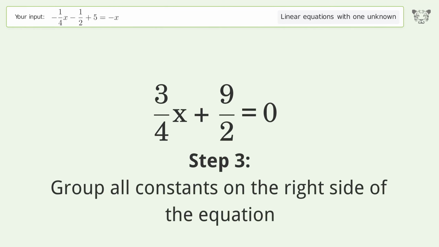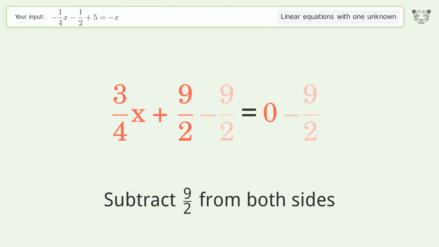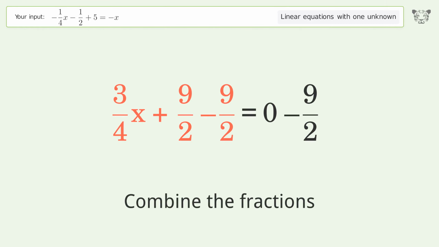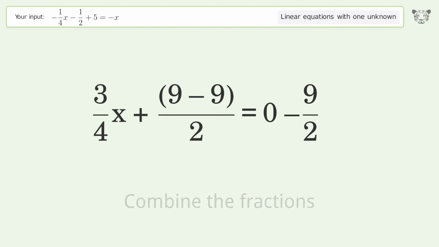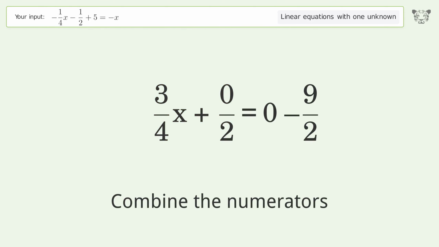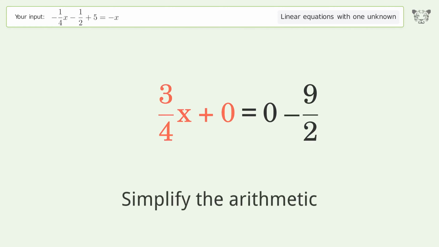Group all constants on the right side of the equation. Subtract 9/2 from both sides. Combine the fractions. Combine the numerators. Reduce the zero numerator. Simplify the arithmetic.